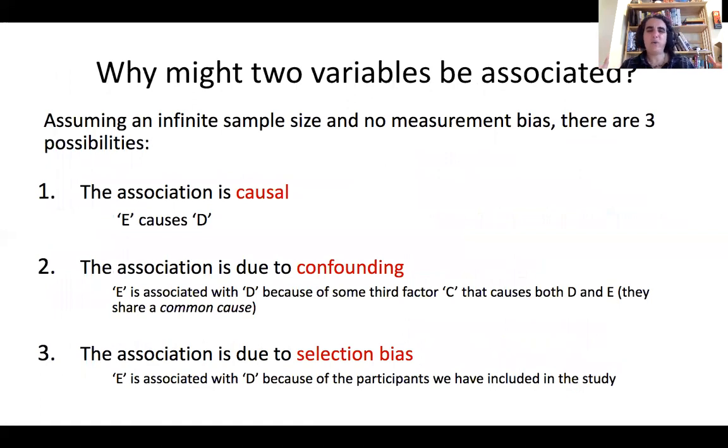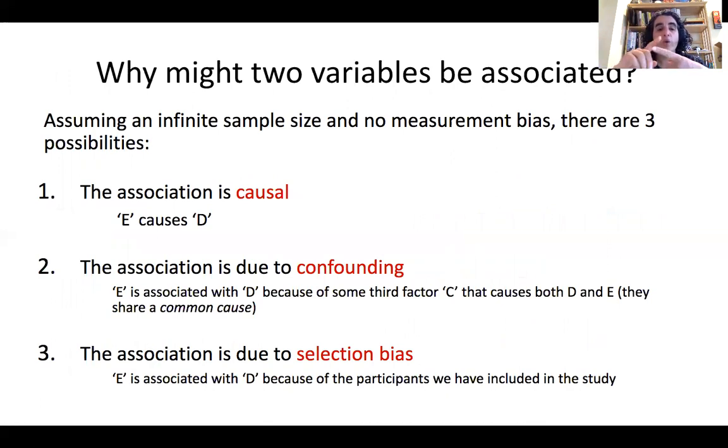I want to just summarize a little bit some of what we've been saying. There's lots of reasons why you could see an association between two variables. Now, there's issues of size. In a small study, you might see an association just due to chance. So let's ignore issues of size. Let's assume we have a large study, and let's ignore measurement bias. So assume we're collecting good data.